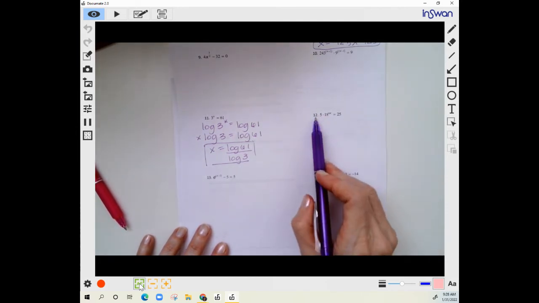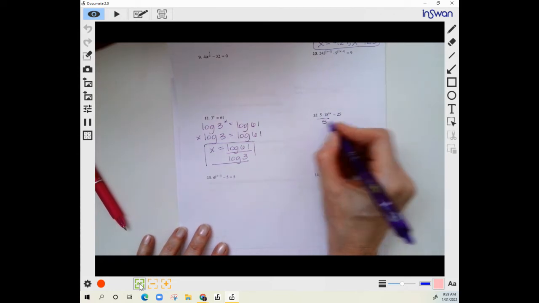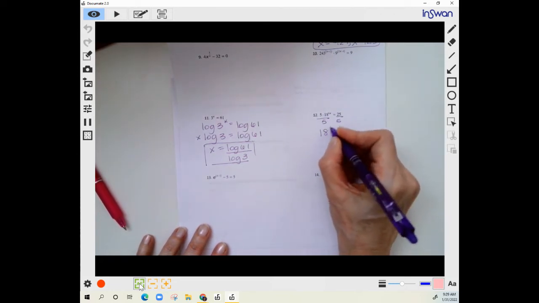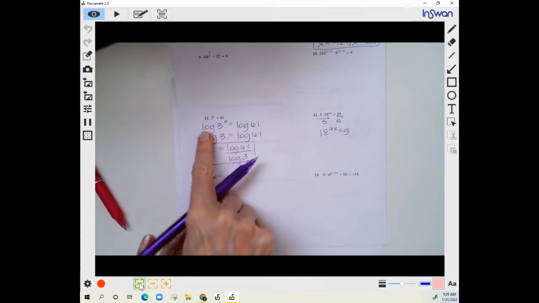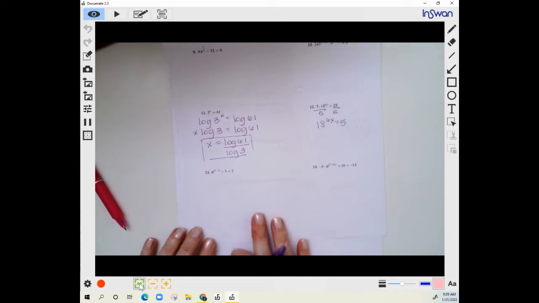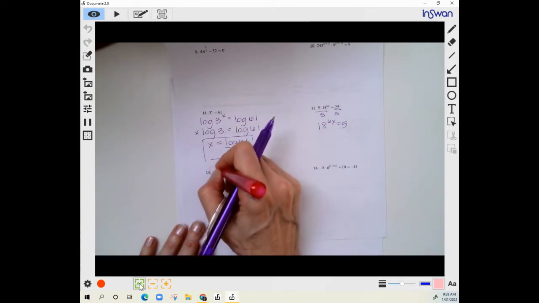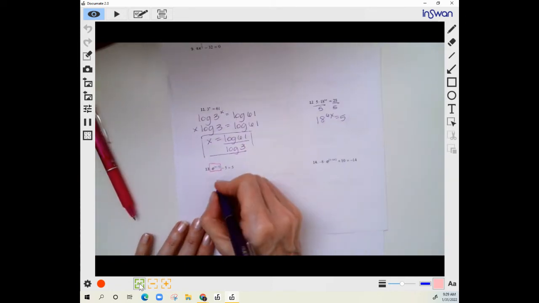Okay, so then for 12, it's similar, except first thing we're going to do is divide by 5. Then we're going to do exactly what we did in number 11. For 13, it is exponential because we have a variable in the exponent, but we have to isolate that. So I'm going to add 5 to both sides.